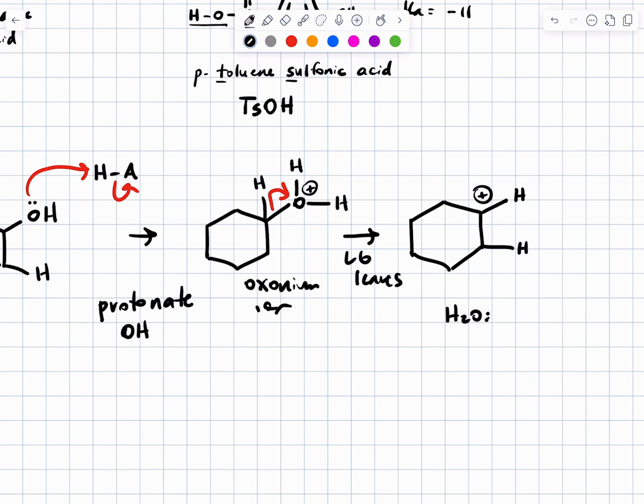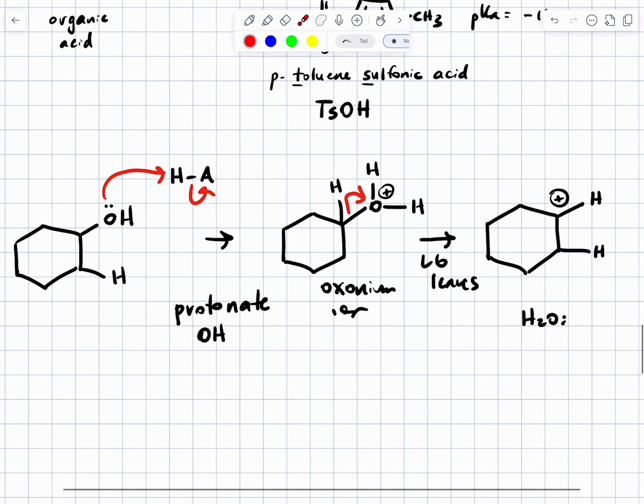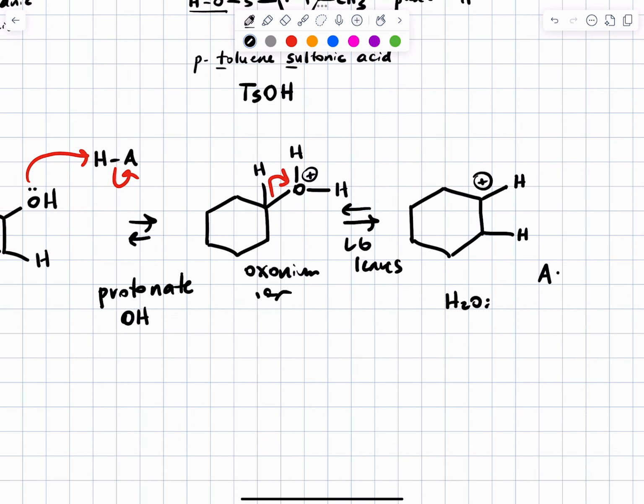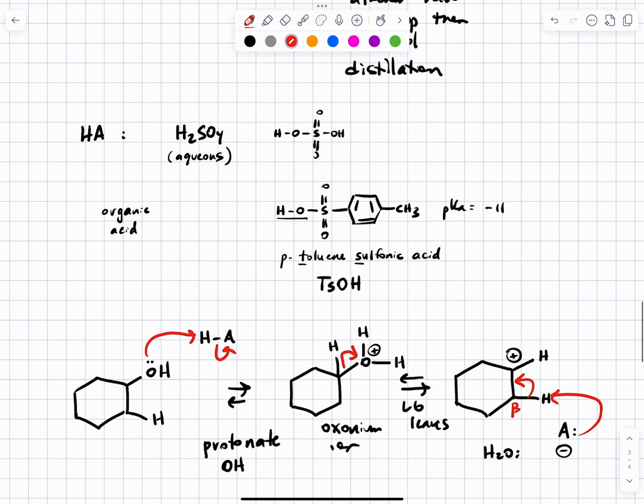Now, let's point out, if water attacked that positive charge, you'd go back to this oxonium ion and perhaps back to the alcohol. And in fact, that's happening all the time. That's an equilibrium reaction. It can go forwards or backwards. But if instead the conjugate base of your acid removes this beta proton, that gets you to the alkene product.